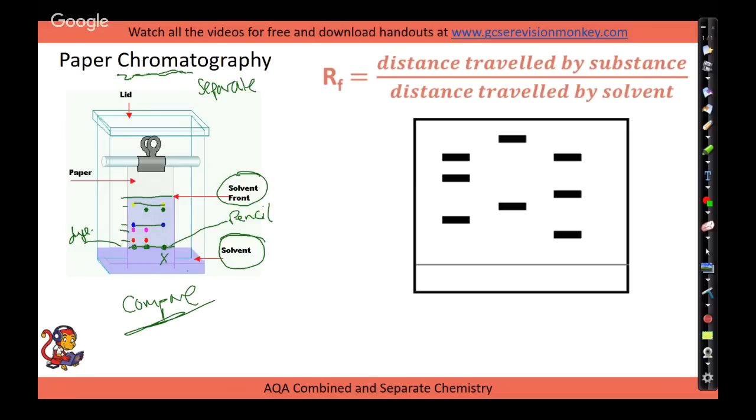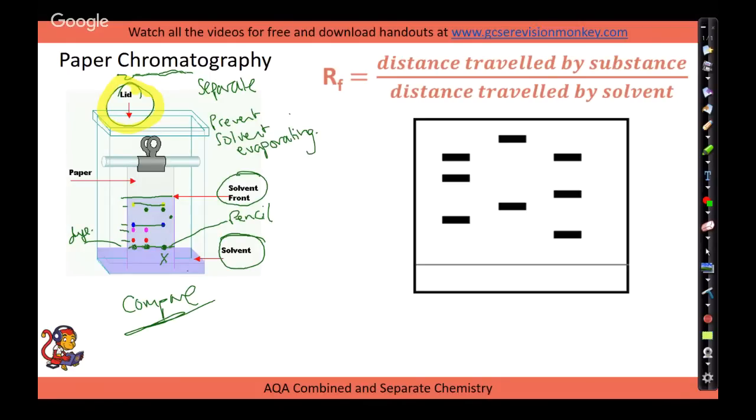A pure substance wouldn't separate out. A pure substance would literally just go up and you would see one dot. You have to put a lid on it. This could be a question that they ask on how to improve the practical tomorrow. You have to put a lid on it to prevent the solvent evaporating. It would be nice if that question comes up tomorrow.